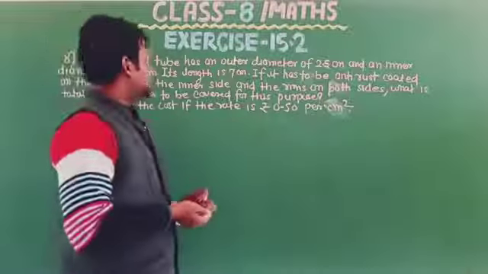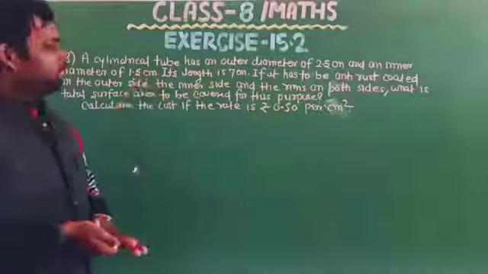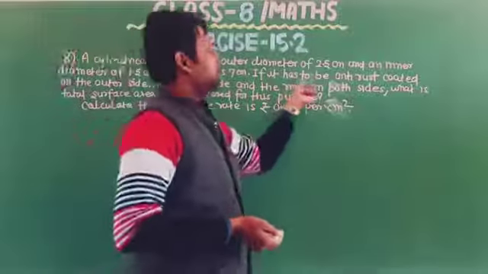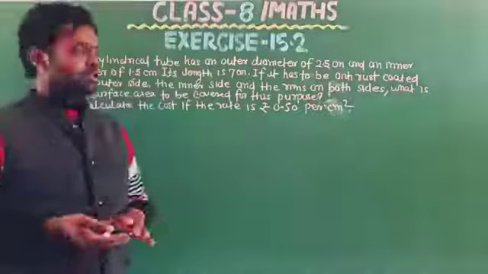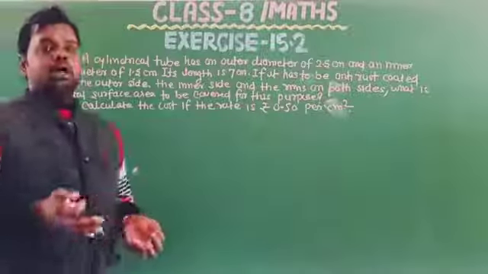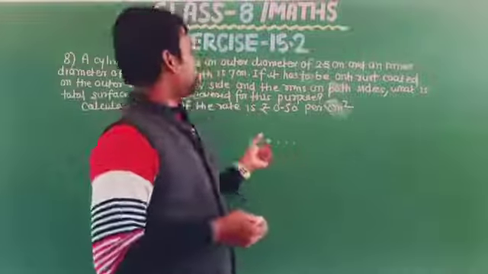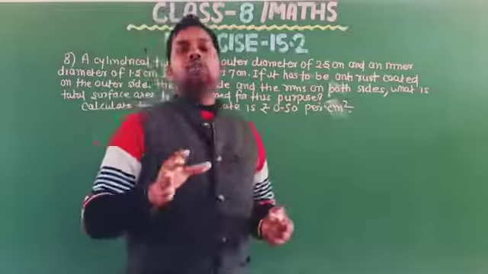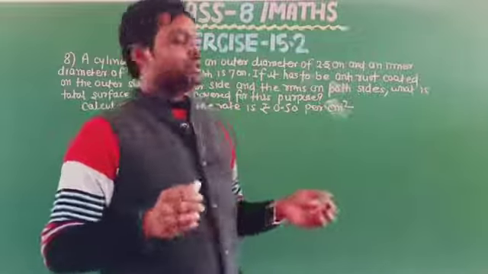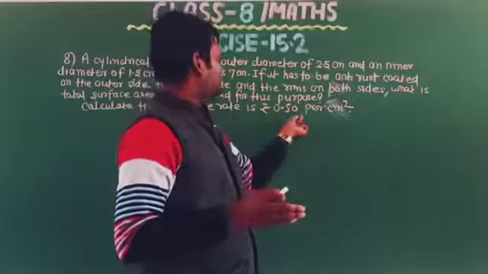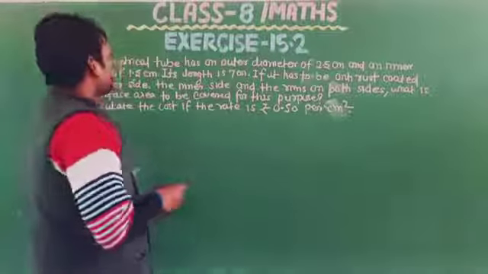Okay, so dear children, in this question a cylindrical tube has an outer diameter and an inner diameter, this is given to us, and the length is also given. We have to find the area of the inner and outer surface and the rim from both sides. We have to paint it, then find the total cost if 1 centimeter square costs 0.5 rupees.